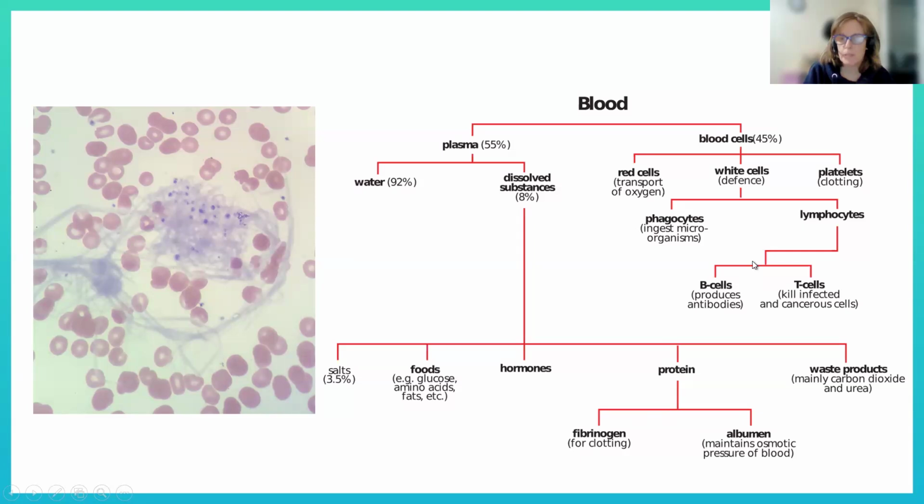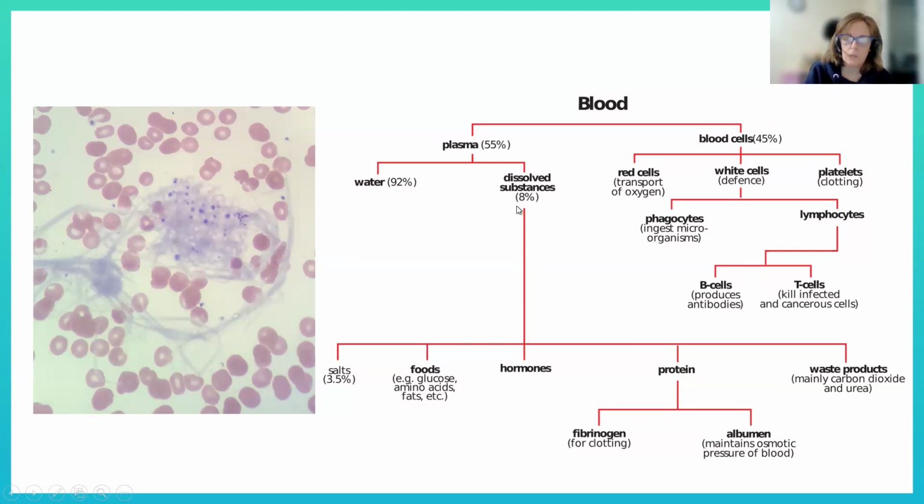So we've got our white blood cells here, the B cells, the T cells, the phagocytes. Those are all white blood cells. We've got the platelets, which are not really cells, but they're bits of cells. We've got the red blood cells, which you can see so clearly over here. And then we've got this yellowy plasma liquid, which is mostly water.